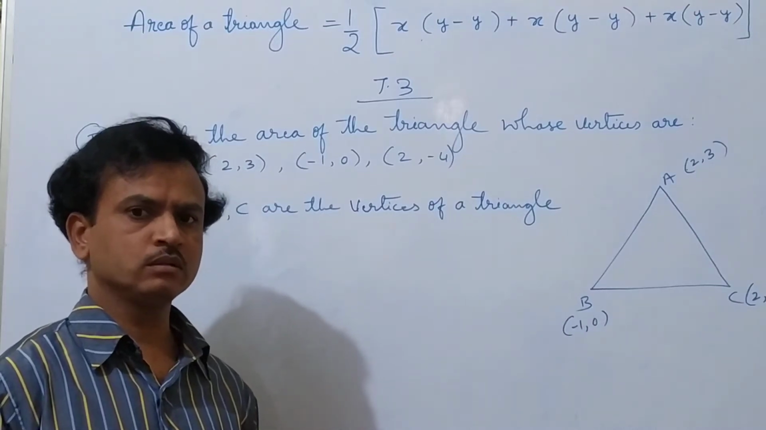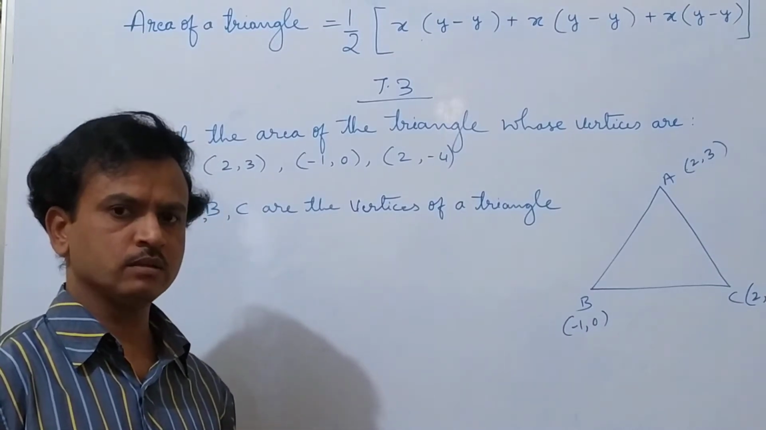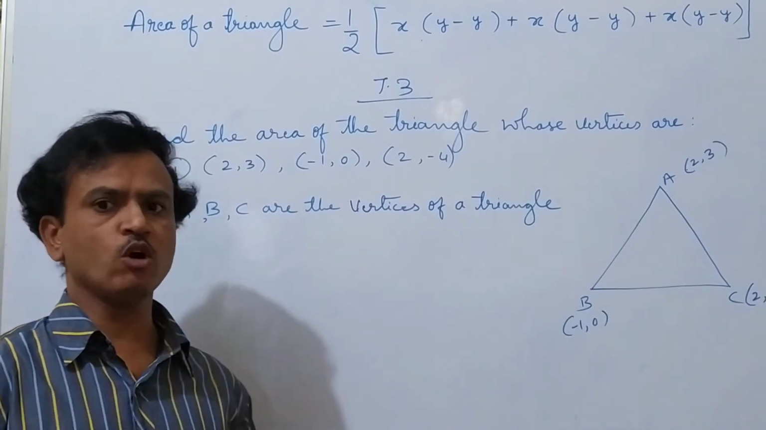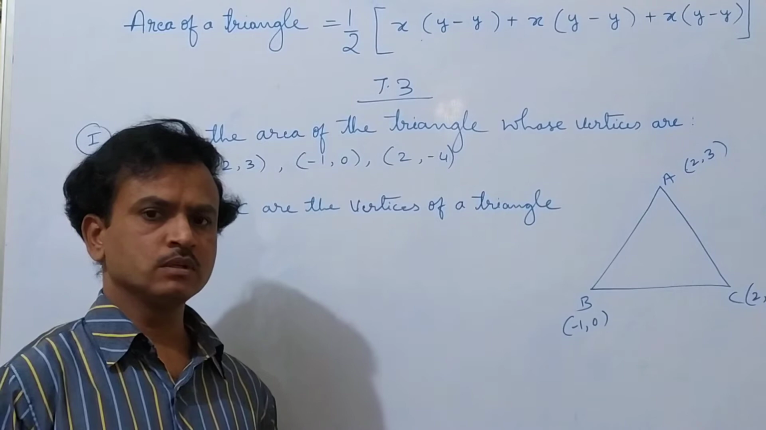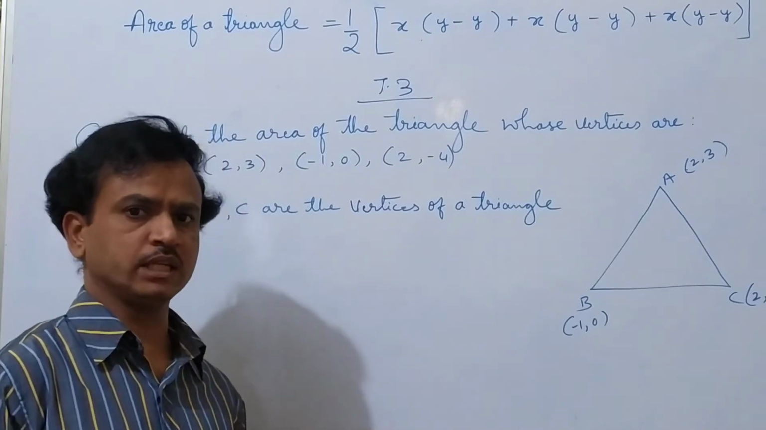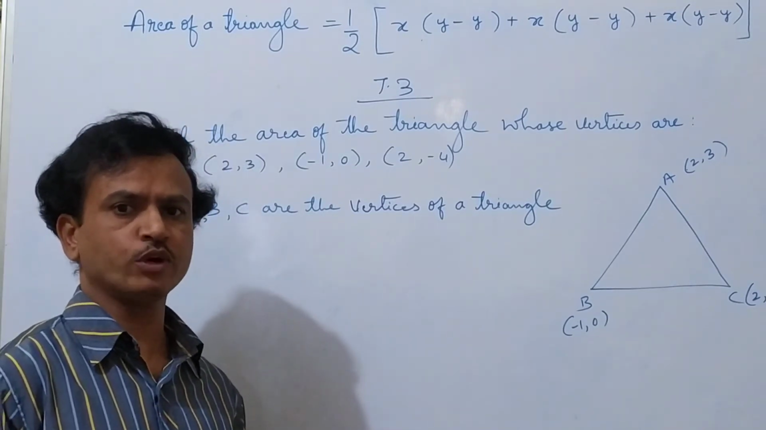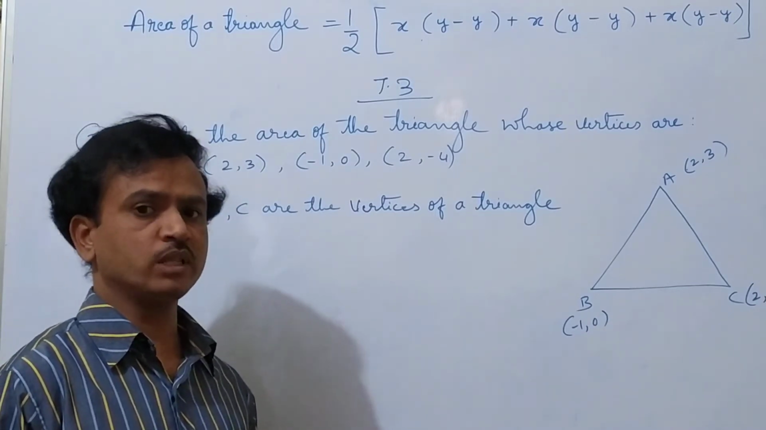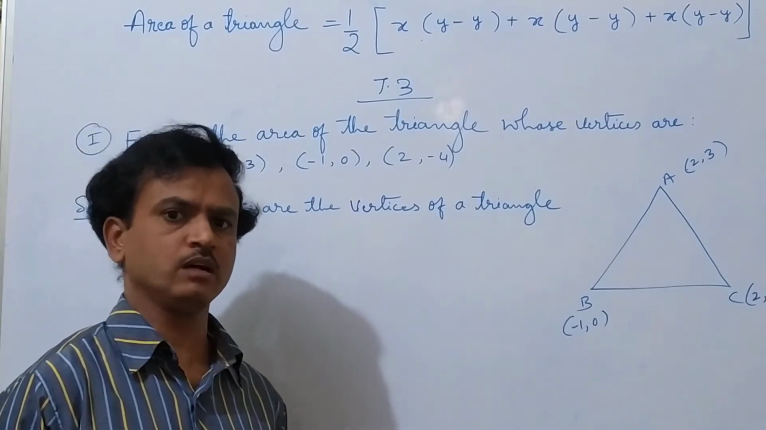Coordinate geometry, exercise 7.3. Here the problems are to find the area of a triangle. So here is one formula in this exercise. That formula is very important. We should keep it in our mind. So how to remember that formula? There is one trick here.